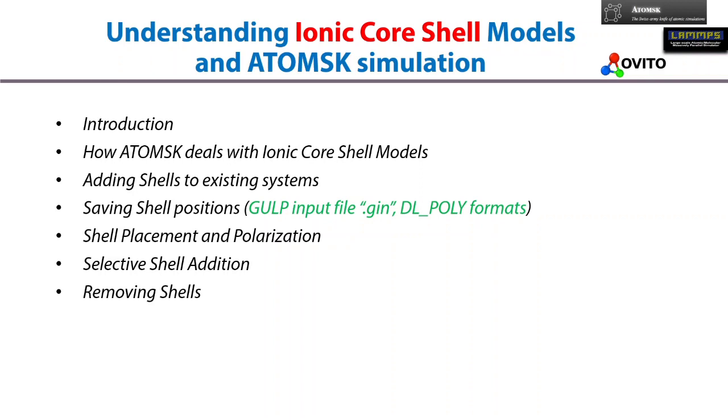Next, how ATOMSK deals with ionic core shell models. What ATOMSK does is that it mainly helps to add shells to existing rock salt lattices or existing ionic materials. Moreover, with the help of ATOMSK, we can also calculate the electronic polarization that is occurring within the system. Other than that, we can add shells to existing systems. For example, you have an ionic material, sodium chloride. Now you can add shells to this sodium chloride material.